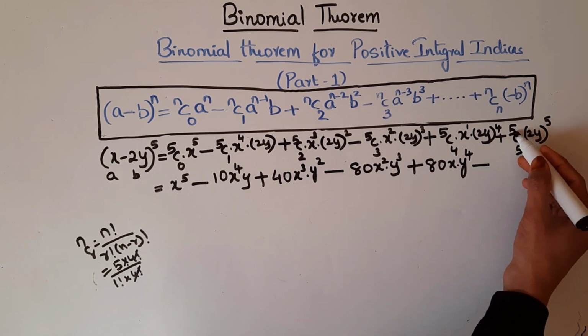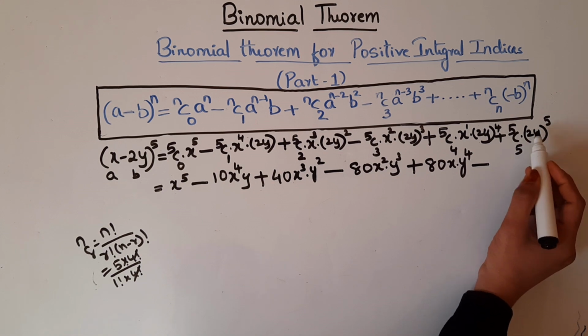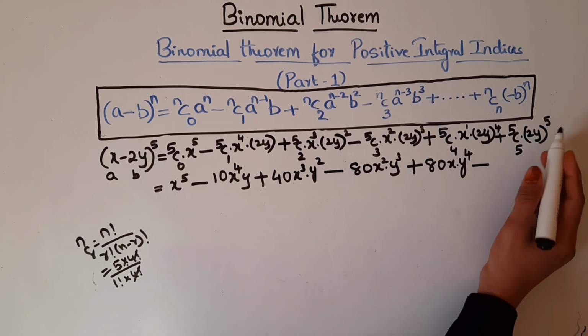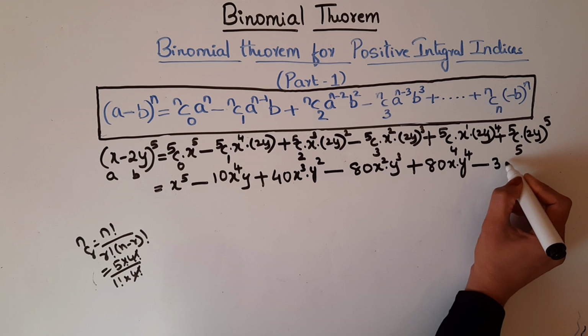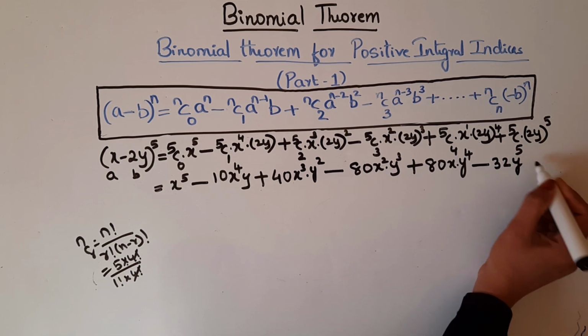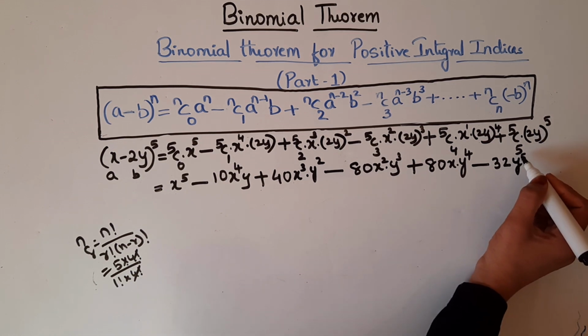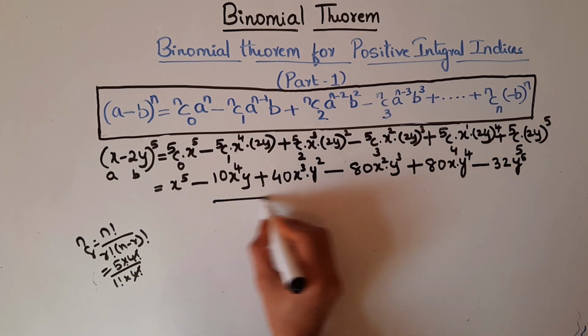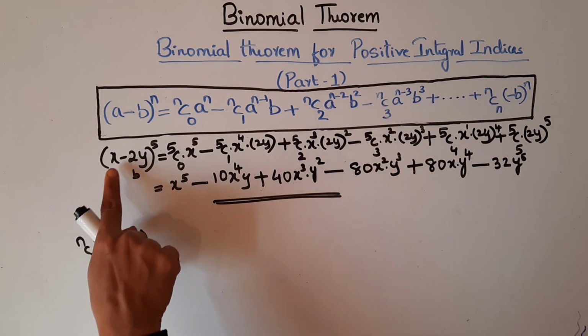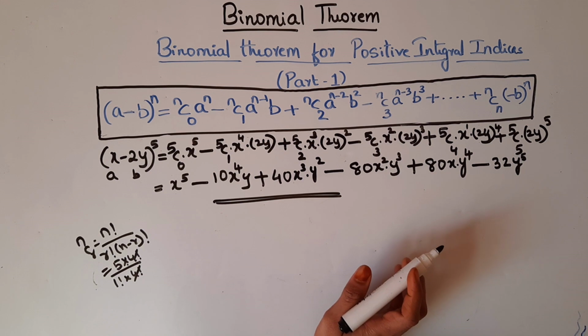Minus 5C5, we know 5C5 is 1, 1 into 2 power 5, so that is 32, so you have 1 into 32 is 32 into y power 5. So this is the expansion of (x minus 2y) to the power 5. I hope this is clear.